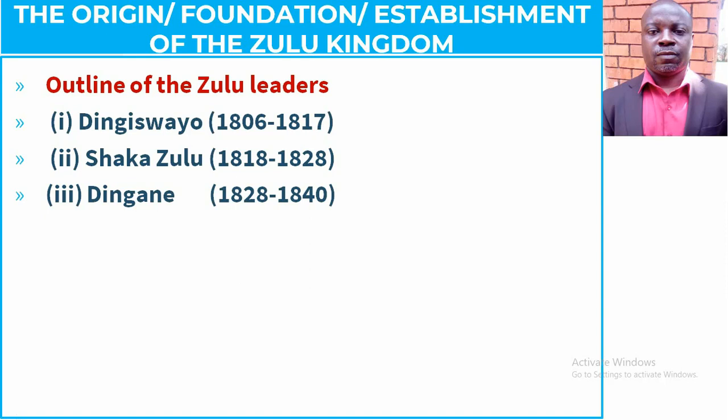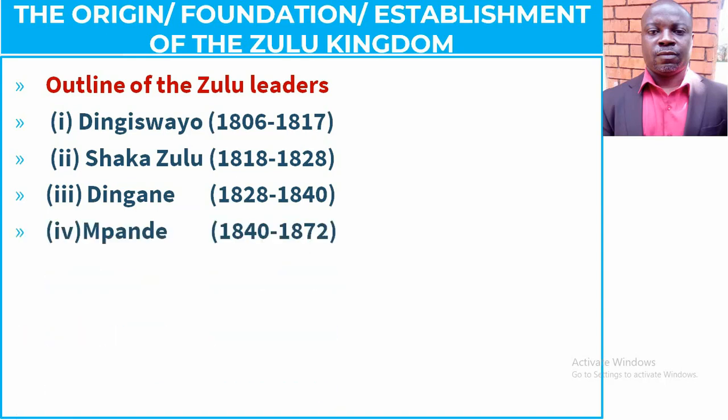Then we have Dingane, who ruled from 1828 to 1840. Now Dingane succeeded Shaka. And for your information, Dingane is among the people that connived and killed Shaka. Okay, Dingane, his brother Malagane, then there was Impande. All these ones killed Shaka, and then Dingane took over in 1828 up to 1840.